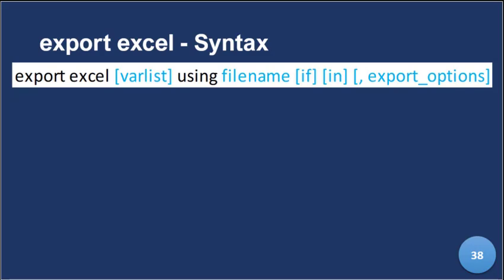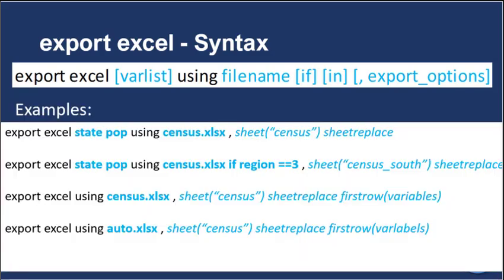So let's see how it works. We have a couple of examples that will greatly help. So I say export excel state population using census.xls, comma sheet. Now that's one of the export options. You have to specify the Excel sheet that you are using for exporting. Now we also have export excel state population using census if. Now the if statement, we're using it here: if region equals 3.